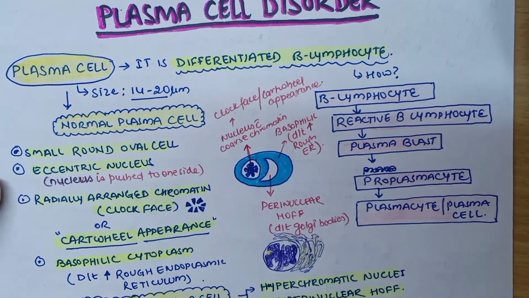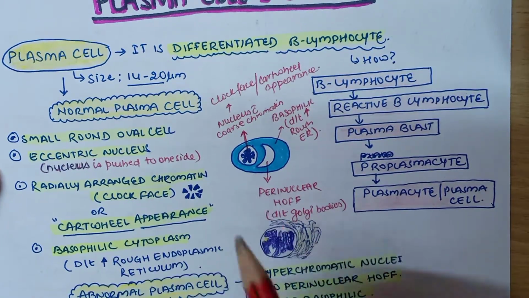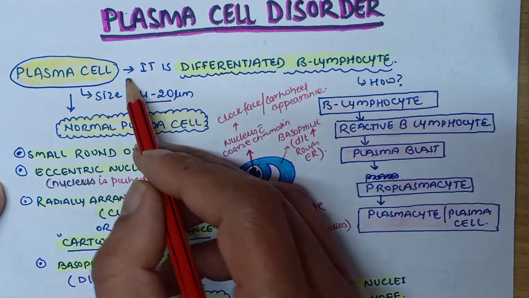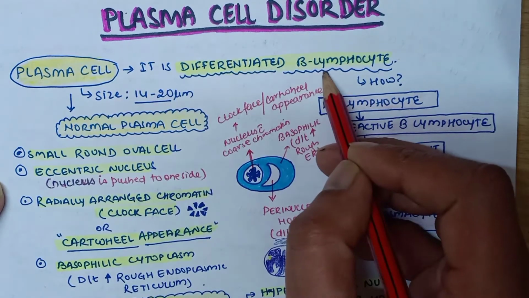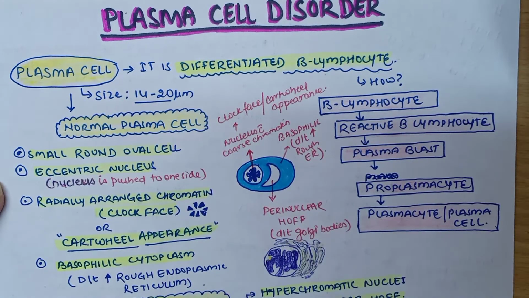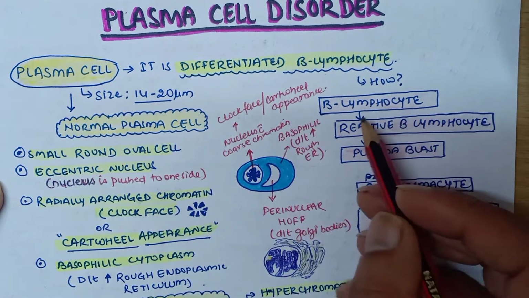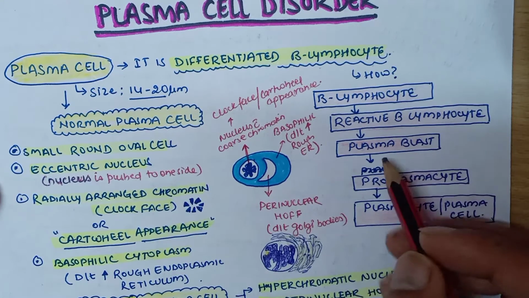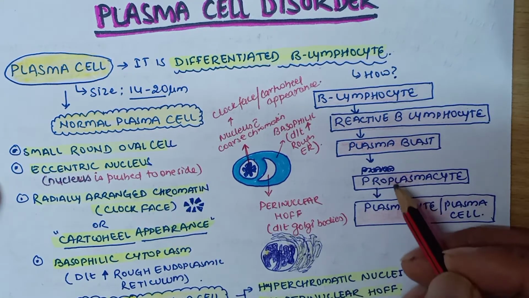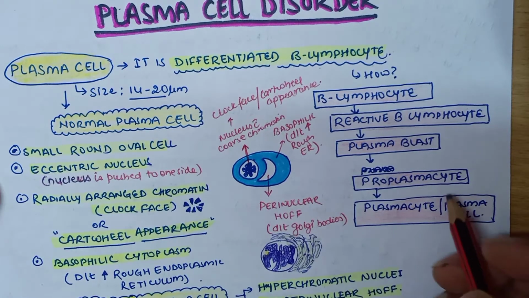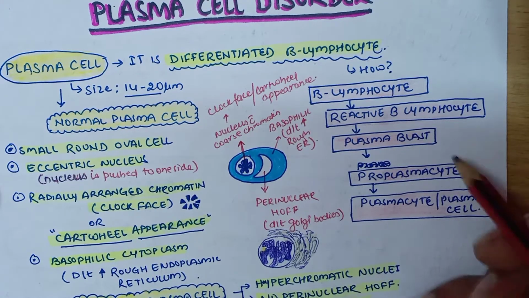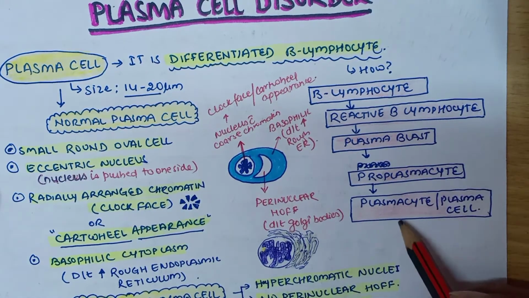So what is plasma cell? Plasma cell is differentiated B lymphocyte. So how does the plasma cell get differentiated? It starts from B lymphocyte. B lymphocytes get converted into reactive B lymphocyte, which then converts into plasmablast, then into proplasmacyte, and finally gets differentiated into plasmacyte or plasma cells. So this is how B lymphocyte gets differentiated into plasma cell.